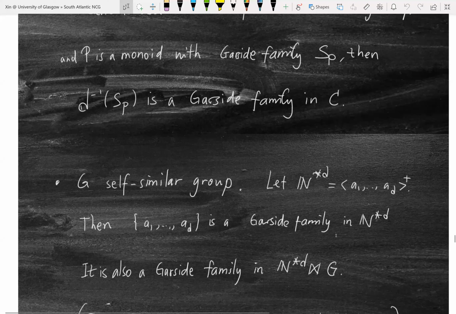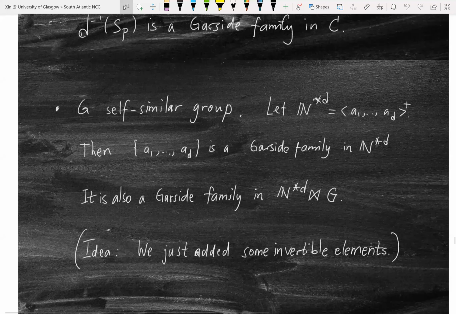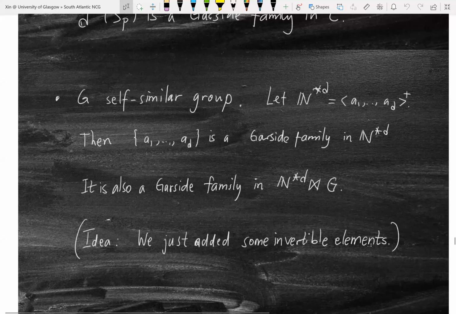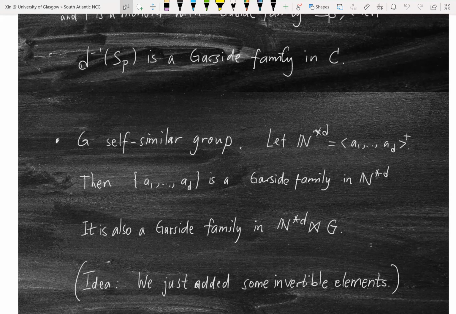we constructed this product by essentially just adding invertible elements. So the non-invertible elements are controlled by this free monoid, and then the group G will just add more units to this. But adding invertible elements, if you look at the definition of Garside family, doesn't really destroy much, because you're just looking at divisibility and so on. This is not affected by invertible elements. This is roughly speaking the idea why this works.